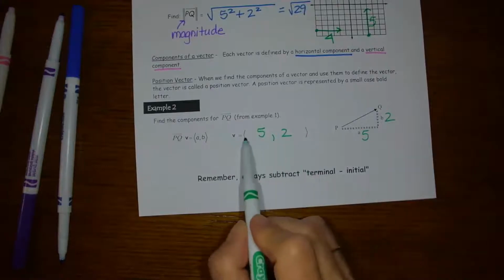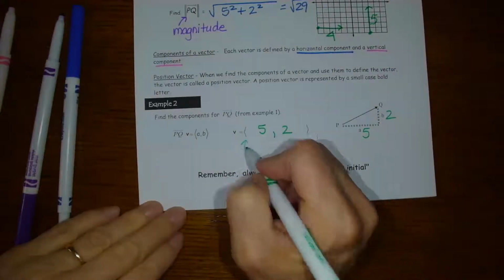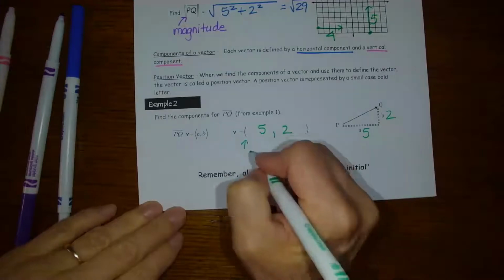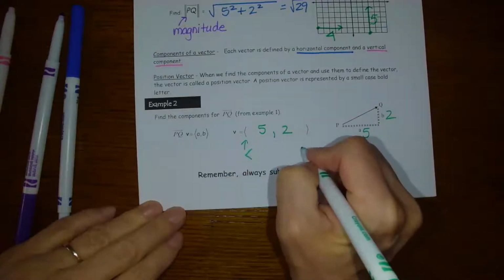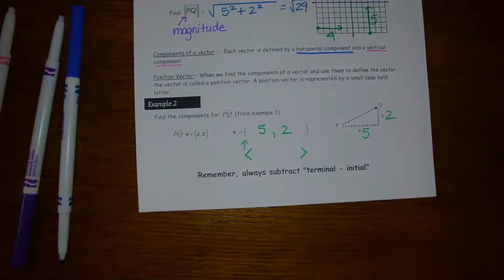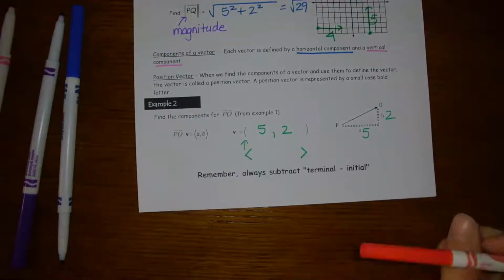And notice these little brackets, those are not parentheses. They are pointy. I'm exaggerating that. If you draw parentheses, then someone thinks it's just a point, right? So we need the bent braces, if you will, so that we know that you're referring to a vector, specific to the vector, okay? So that's vector notation.